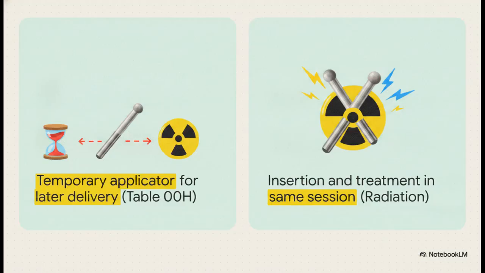Timing totally dictates your coding path here too. Let's say a temporary applicator is inserted for the later delivery of brachytherapy. You code that initial insertion from table 00H using device Y for other device. You'll worry about coding the actual therapy later when it happens. But if the insertion of the applicator and the treatment both happen in the exact same session, you only report a single code from the radiation therapy section, just the one.